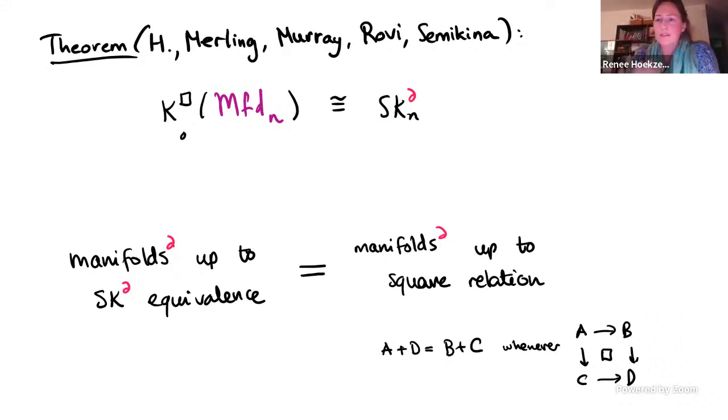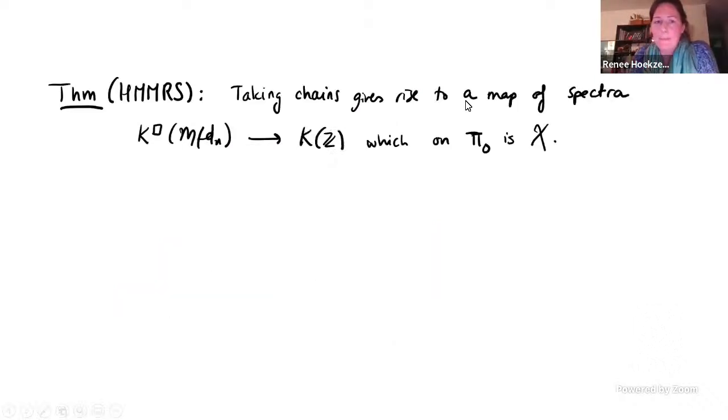So more or less the rough content here is that manifolds with boundary up to SK boundary equivalence is the same as manifolds with boundary up to the square relation, where a quotient by the square, A plus D is B plus C, whenever I have such a square. So moreover, we've shown that taking chains gives rise to a map of spectra from K square of manifolds to K of Z, which lifts the Euler characteristic on pi 0. So we have at least one map with which to understand the spectrum.